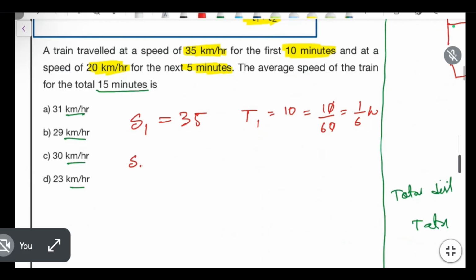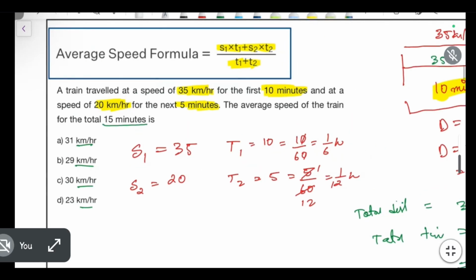And speed 2 is equal to 20 kilometer per hour, and time 2 is 5 minutes. If I need to convert this in terms of hours, 5 by 60. So 5 ones are 5, 5 twelves are 60. That means 1 by 12 hours.